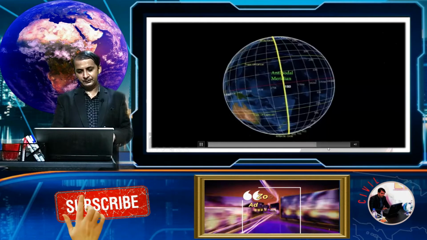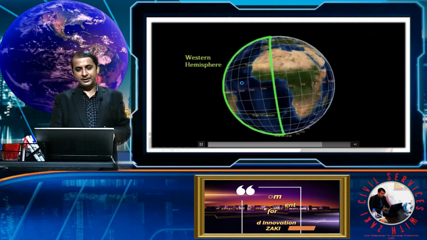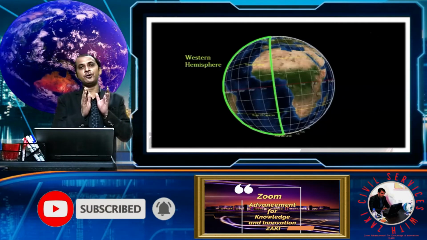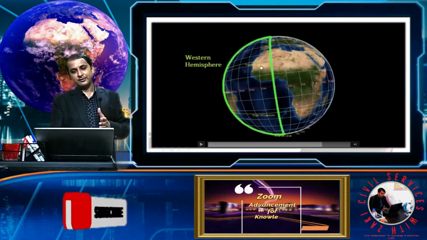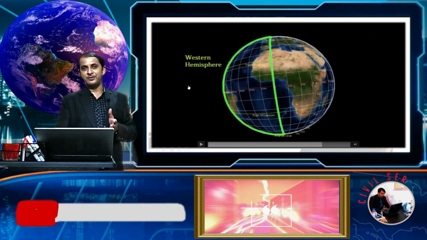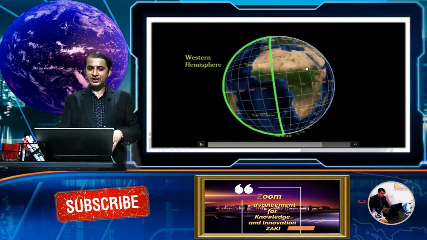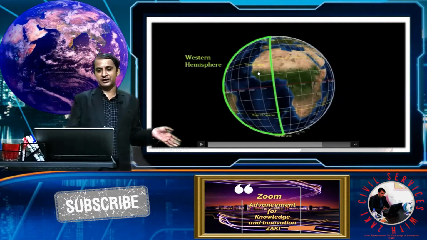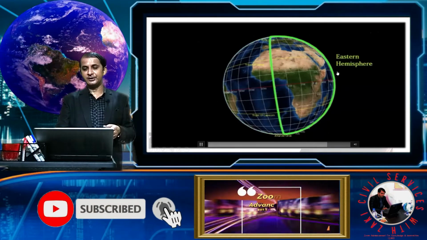It is Greenwich, as you know. And this is called the Western Hemisphere, from the 0 meridian to 180, and it is 180 east, 180 west. So the east side is called the Eastern Hemisphere, and this area is called the Western Hemisphere.